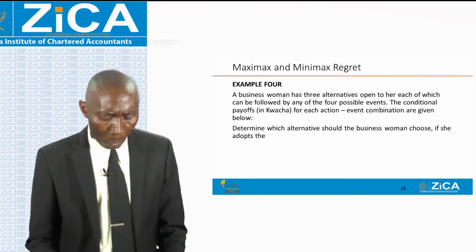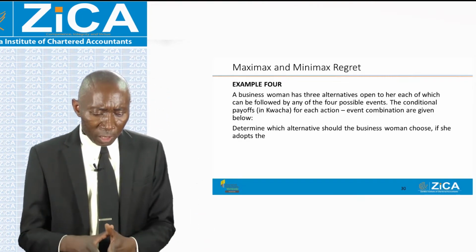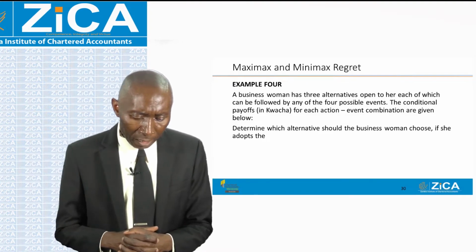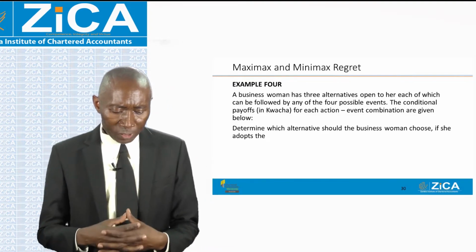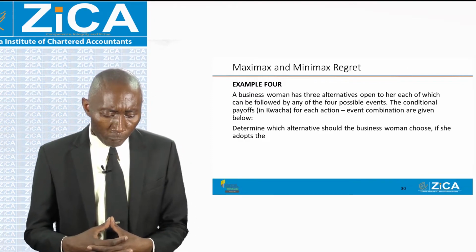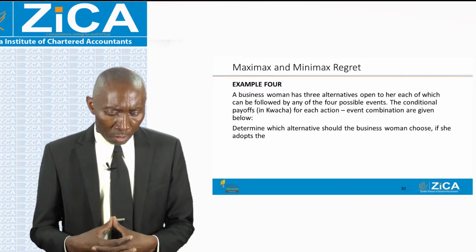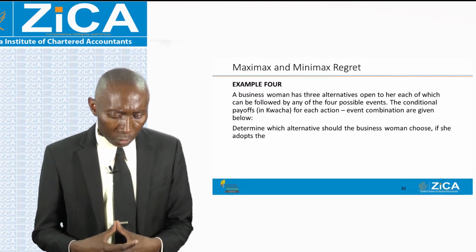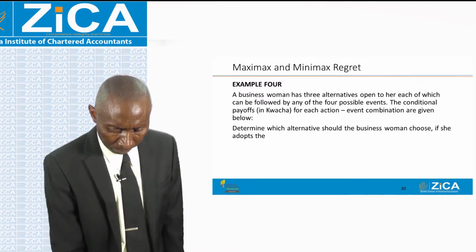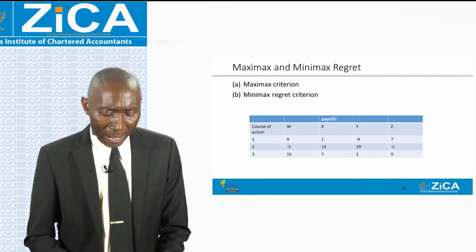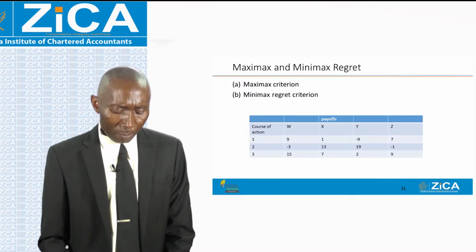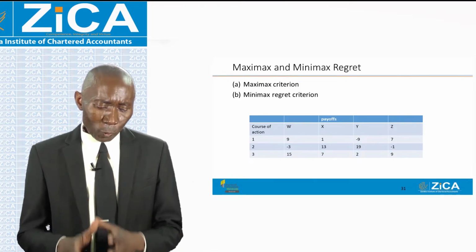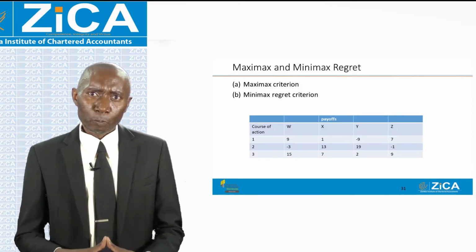Let us look at an example. A businesswoman has 3 alternatives open to her, each of which can be followed by any of the 4 possible events. The conditional payoffs in Kwacha for each action-event combination are given below. Determine which alternative the businesswoman should choose if she adopts the A, max criteria, B, min-max criteria. When looking at the max criteria, the best course of action is action 2.